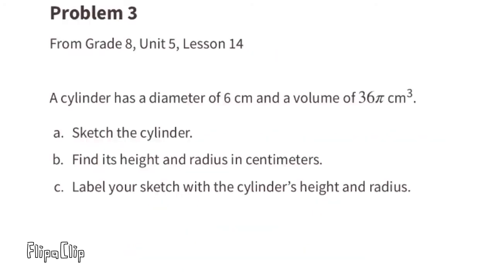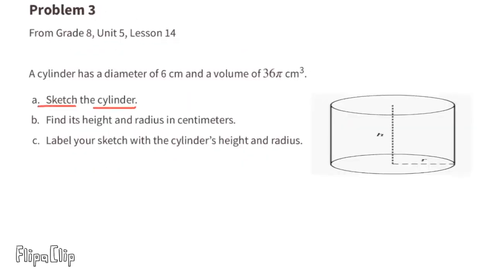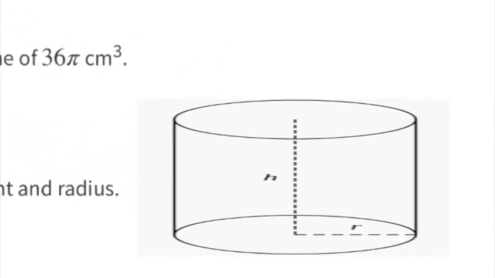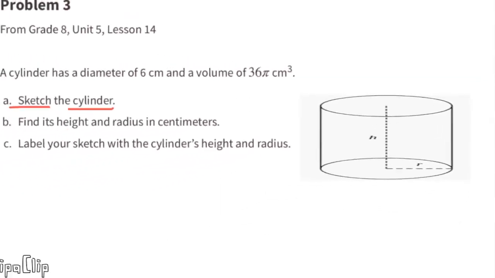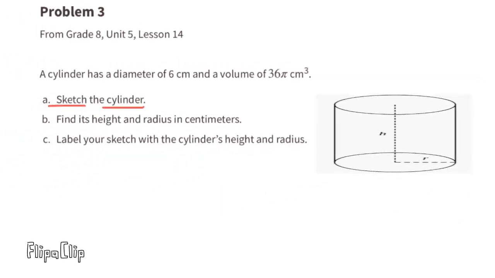Problem number 3 from 8th grade, Unit 5, Lesson 14. A cylinder has a diameter of 6 centimeters and a volume of 36 pi centimeters cubed. A. Sketch the cylinder. This is what the cylinder would look like. But now we need to use the information that they gave us to help us find the height and radius in centimeters, and then we'll be able to label the cylinder's height and radius.